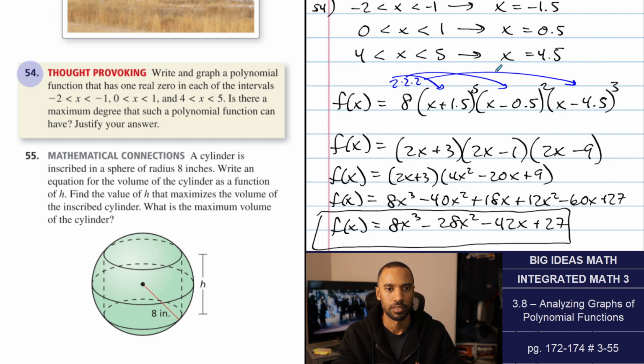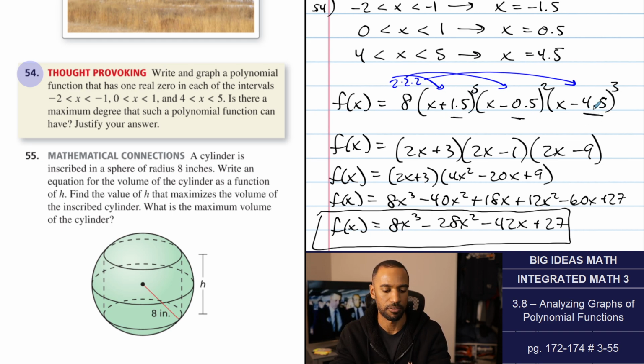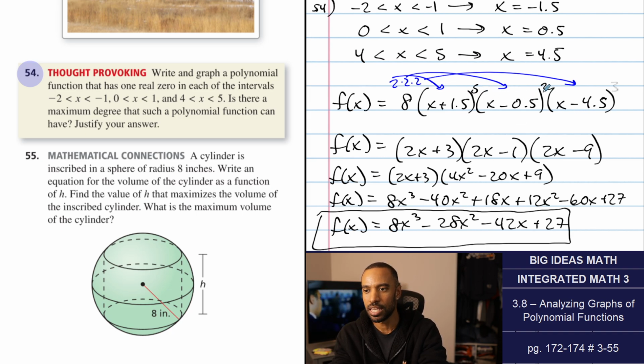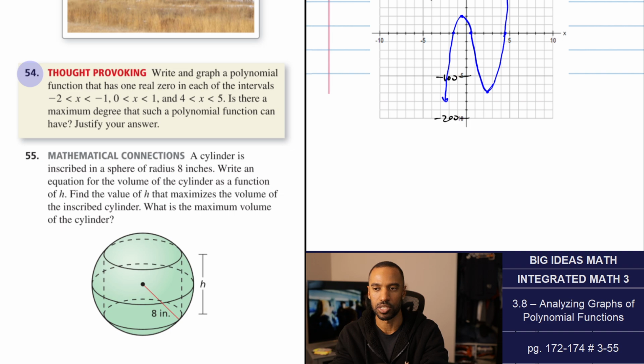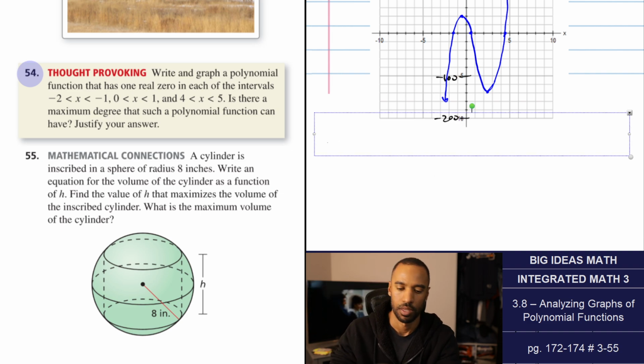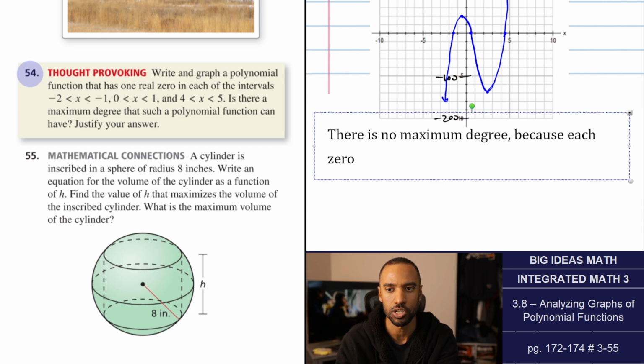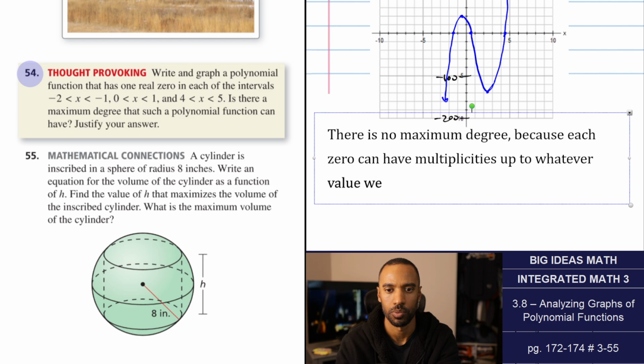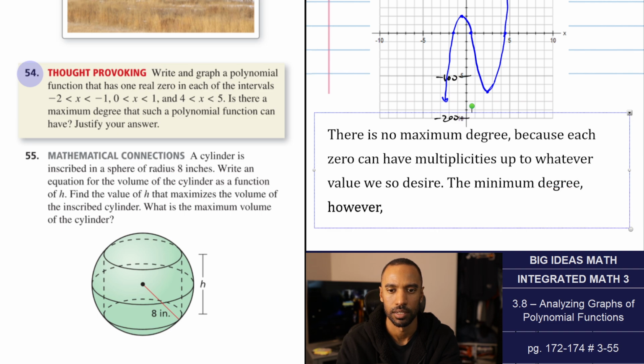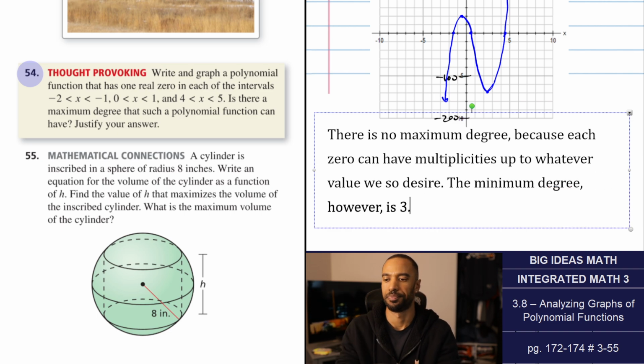And of course, listen, it doesn't matter what we chose for these numbers. They just said play with this and do some things with graphs. I don't know what they wanted us to do with them. But these things themselves can have multiplicities to them. So there is no maximum degree. I chose the minimum degree, actually. There is no maximum degree because each x-intercept, because each 0 can have multiplicities up to whatever value we so desire. The minimum degree, however, is 3. Not that they asked, but I'm telling them.